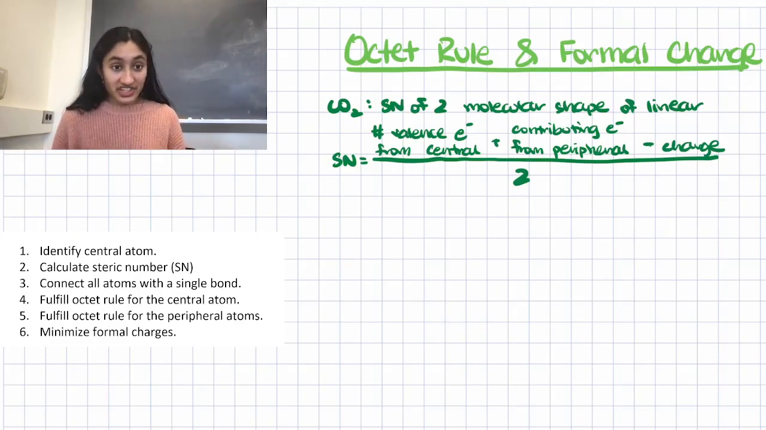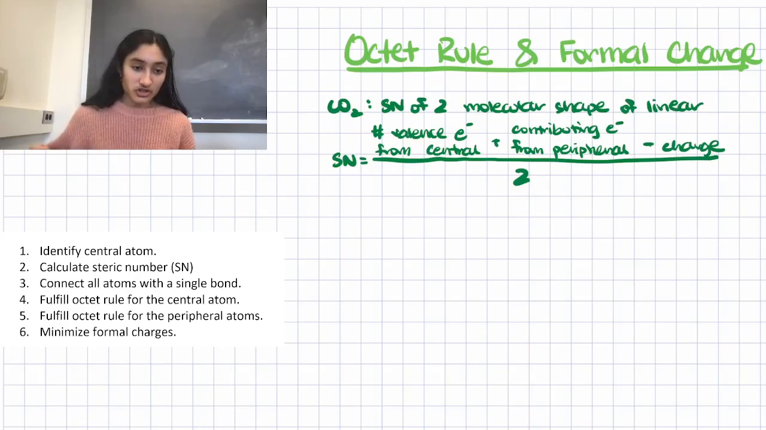So in the previous videos, we went over how to calculate the steric number, and then we used that steric number to find the shape of CO2, which was linear. So now we're going to use this information to come up with the formal Lewis structure of CO2. And in this process, we'll be going over the octet rule and formal charge.